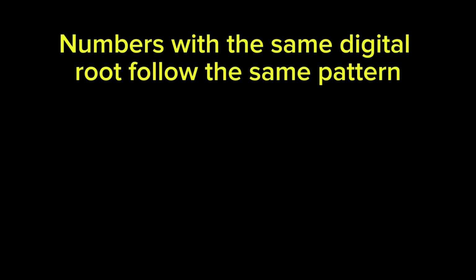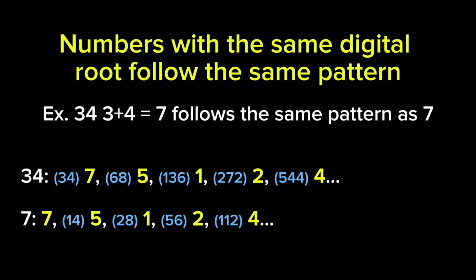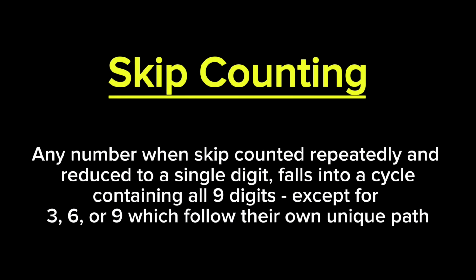Numbers with the same digital root follow the same pattern, so for example, 34 has a digital root of 7, it will follow the same pattern as 7. When it comes to skip counting, any number when skip counted repeatedly and reduced to a single digit falls into a cycle containing all 9 digits, except for 3, 6, or 9, which follow their own unique path again.